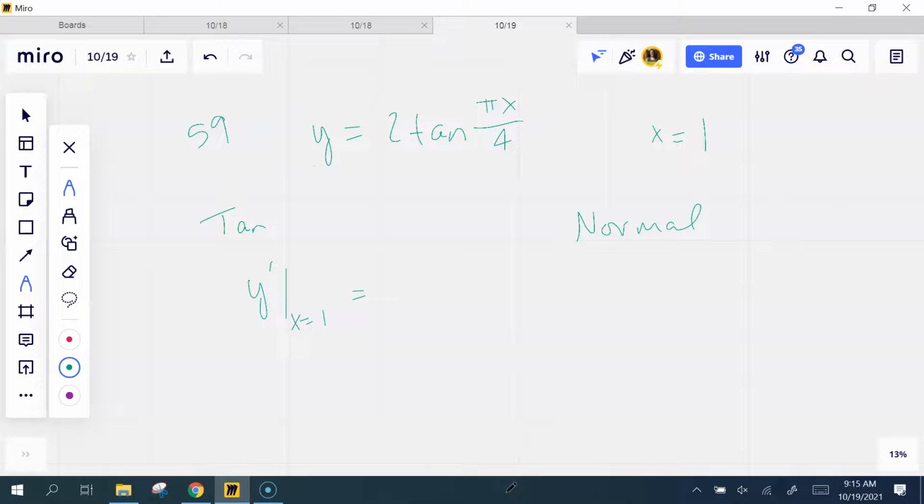Well, you do power rule first. Correct? No, you don't have a power rule, right? You have a coefficient, then secant squared. So it's 2 secant squared. Hold up. What about the 2?